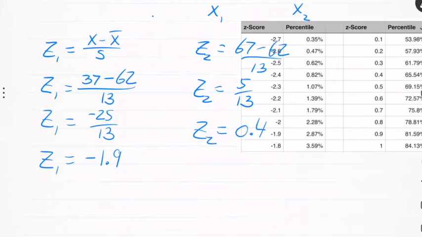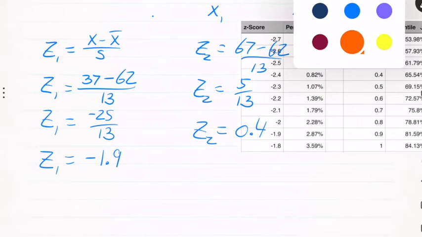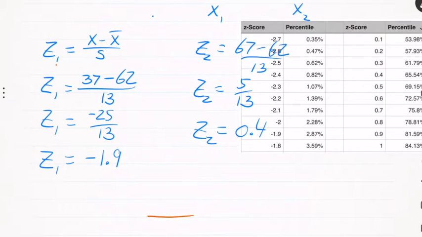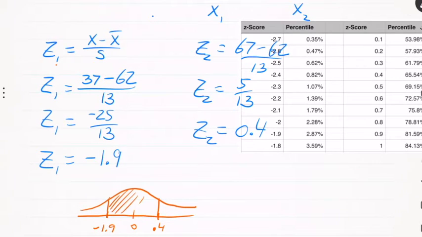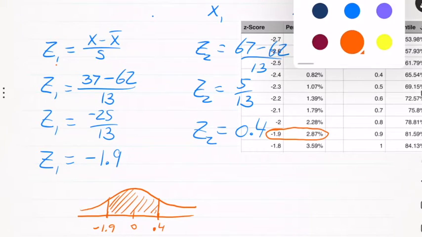All right, so what we're looking for here is if we drew the graph, we'd have our little normal curve. Here's 0. Negative 1.9 would be someplace to the left. 0.4 would be someplace to the right. And we're looking for the probability that somebody falls between those two values. So negative 1.9 has a percent of 2.87%.